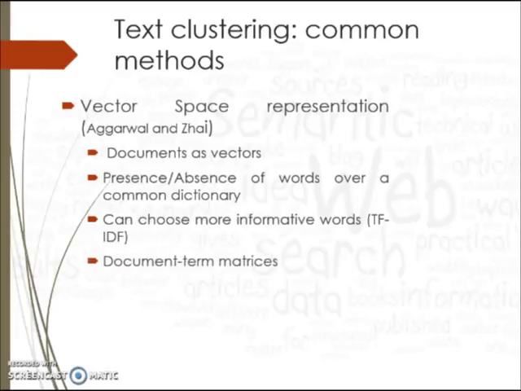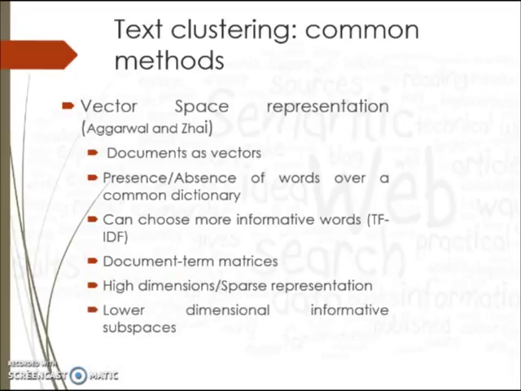After we do this procedure, we end up with document-term matrices where rows are documents and columns are terms. These representations are in high dimensions and sparse. And typically, there are more informative subspaces which have lower dimensions.